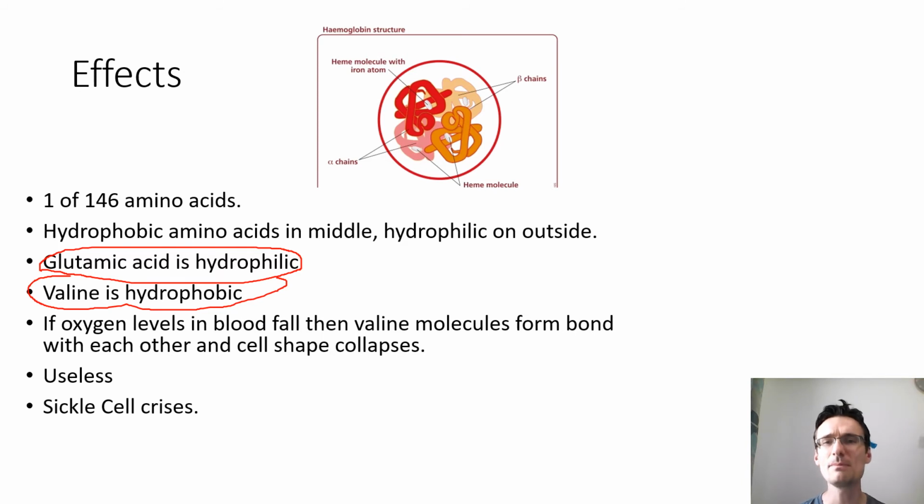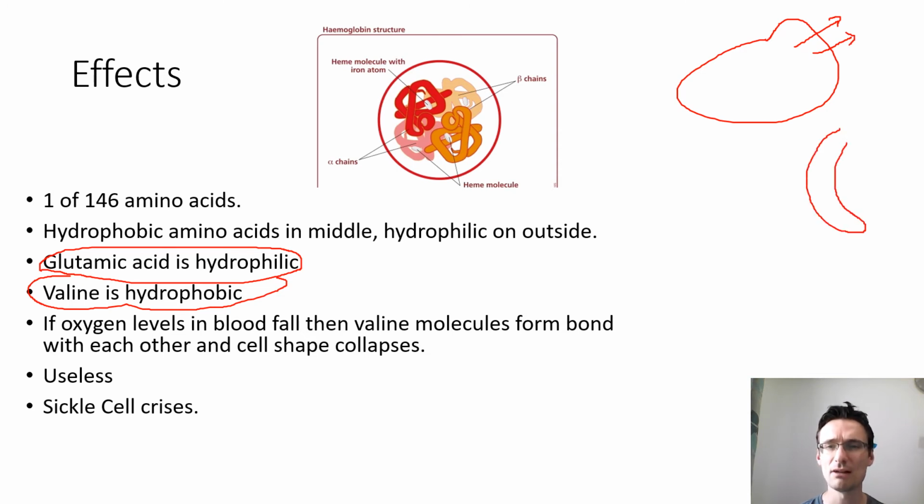So what happens if you think about it? Instead of having a hydrophilic amino acid on the outside which is pulling outwards, it becomes hydrophobic, and as a result these sickle cells start to develop, called sickle cell anemia. And this only happens when blood oxygen levels fall low and the valine forms bonds with each other and it starts to collapse. It becomes useless, it can't carry as much oxygen, it can block your blood cells and your capillaries up, and it becomes what we call a sickle cell crisis.